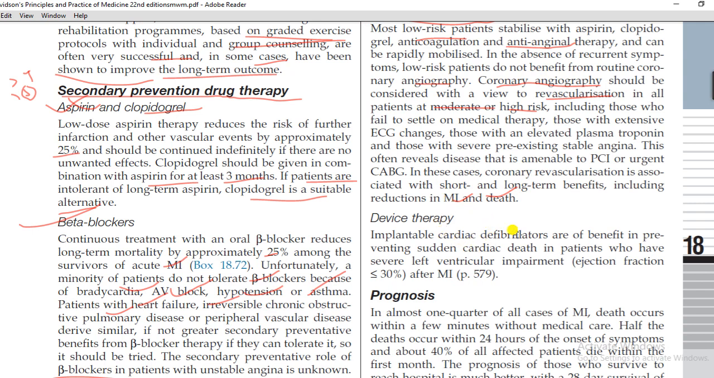Device therapy. Implanted cardiac defibrillators are of benefit in preventing sudden cardiac death in patients who have a severe left ventricular impairment.